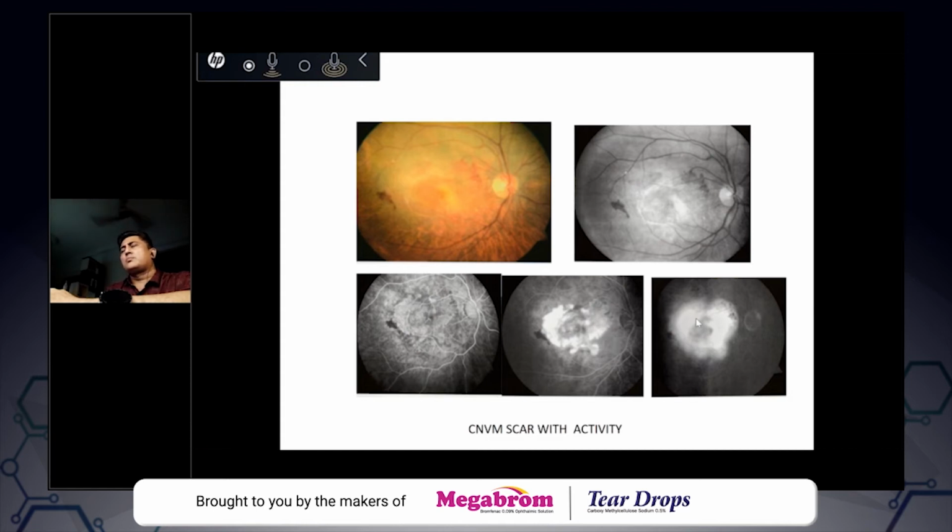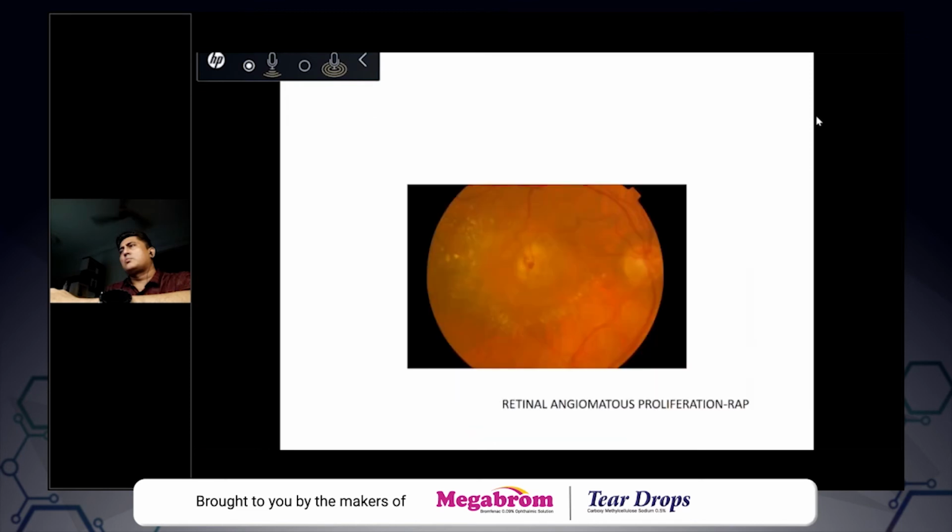But when you see in the late phase angiogram, around this scar, there is leakage of the dye. So there is activity, and you have to inject these patients. So that is actually CNVM scar with activity.